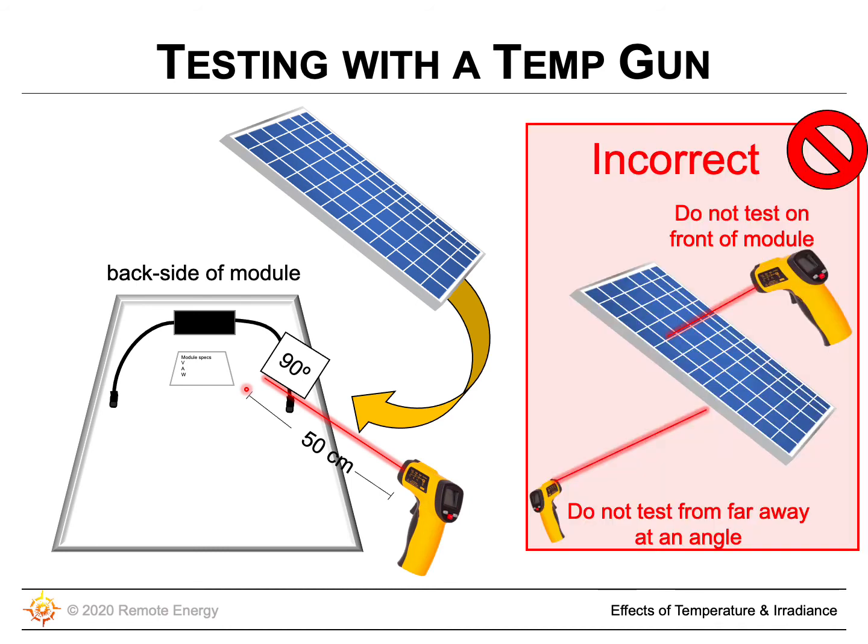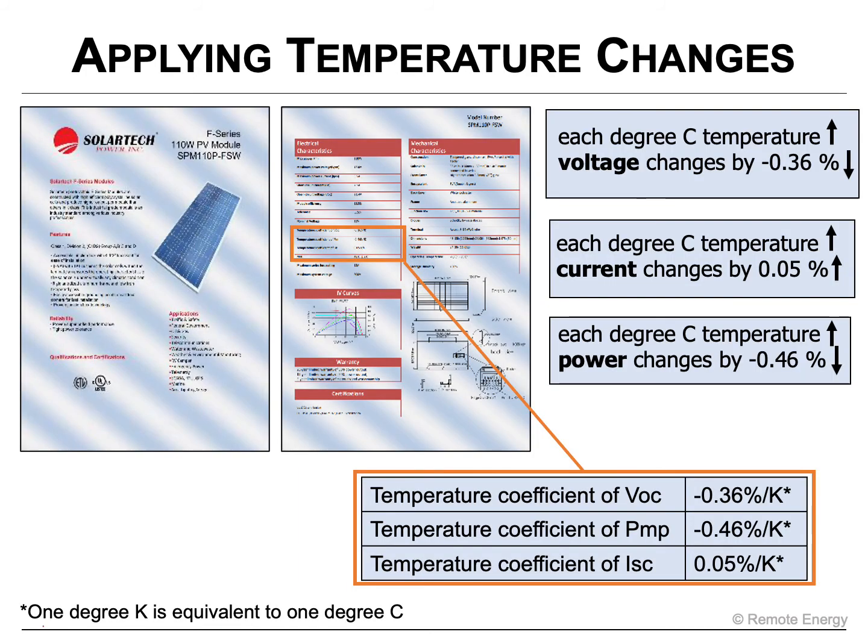So this is just showing, again, that it's incorrect to test on the front side of a module, and we also need to be 90 degrees perpendicular to the back side of the module, not at an angle, and we don't want to test too far away from the back side. We can apply the temperature changes that we see out in the field directly to a module by looking at its specification sheet.